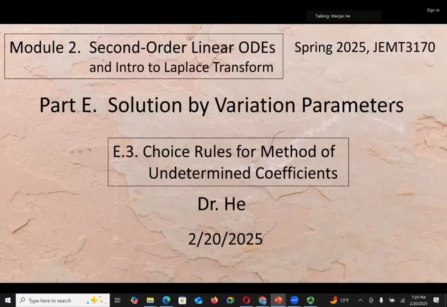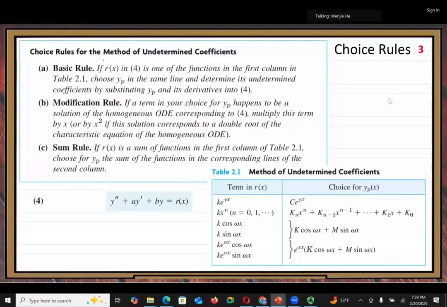E.3, choice rules for the method of undetermined coefficients. So this part we need to understand well, because when you need to select the structure of YP, it's not that simple. Here we have some theorem, some rules we can use. All right, let me show you the rules. I need to explain the 3 rules carefully.